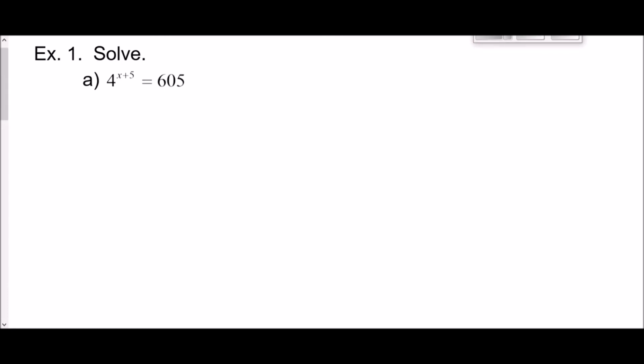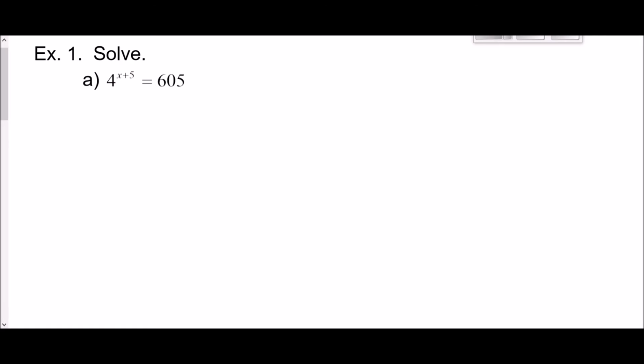Of course, the easiest way is to express the number on the left and the number on the right with the same base and then drop the bases. That would be the easiest. However, if things don't work out, then what you can do is take the log on both sides, then isolate for the unknown and solve it. Okay, so let's do this. There's no way we can express 605 as an exponent with a base of 4, so therefore we take the logarithm on both sides.